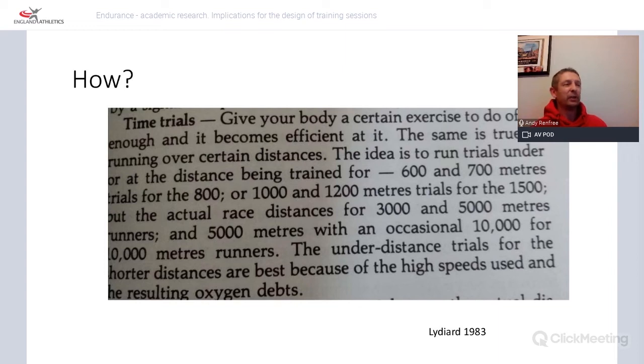And again, he was suggesting running time trials over very similar distances to those that would be raced in competition. So just under 800 meters for 800 meter runners, a K to 1200 for the 1500 meter runners, and the actual race distance for the 3 and 5K runners. Okay, so Arthur Lydiard was proposing things which have now essentially been supported by subsequent scientific work.